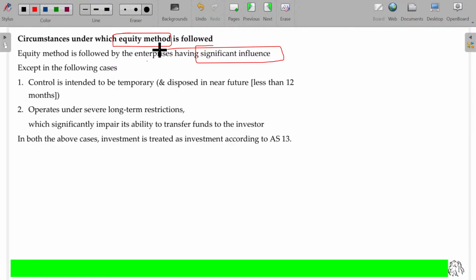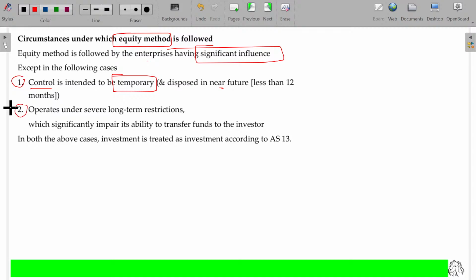What are the circumstances? The control that you have is only for a temporary purpose. So you invested 30%, you have significant influence. But anyhow, the investment of 30% is only temporary. Within 3 or 4 months later, I'm in need of money. So by the time I finish selling 20%, thereafter significant influence reduces to 10%. This holding anywhere between 20 to 50 is for a temporary period, probably less than 12 months. So then AS number 23 is not applicable. Disposed in near future, less than 12 months.